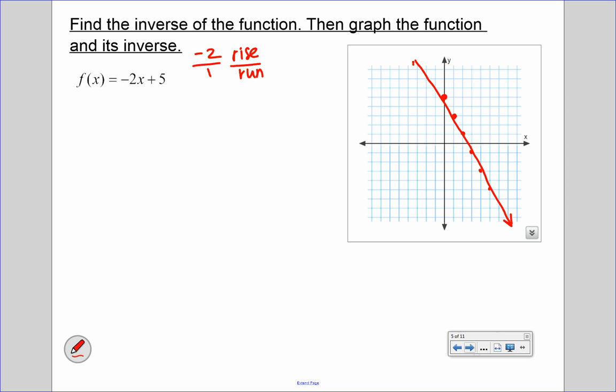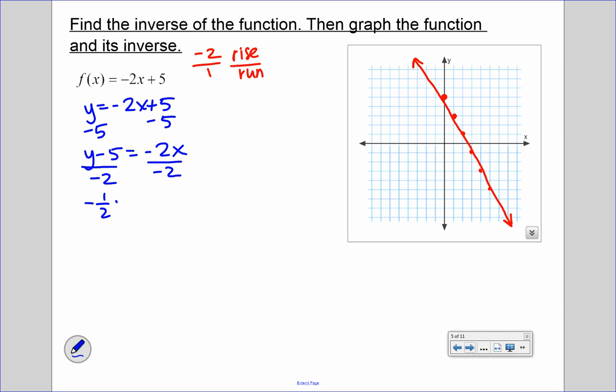Okay. Now what we're going to do is we are going to write the inverse of our function. So we're going to subtract 5. Y minus 5 equals a negative 2x. And then we're going to divide by a negative 2. So we get a negative 1/2 y plus 5/2 equals x.